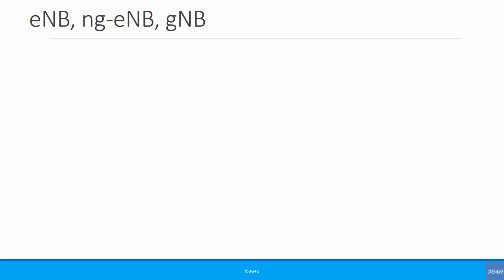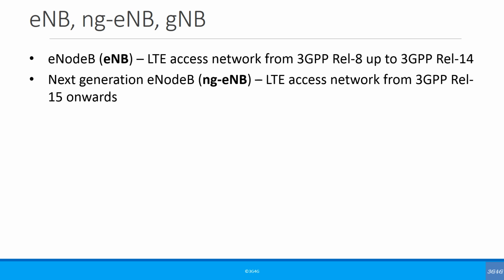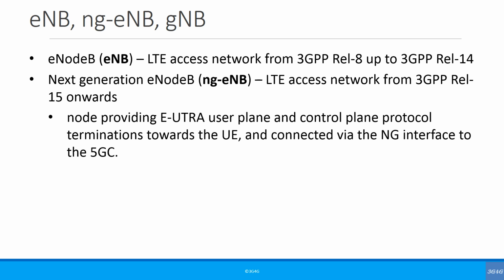So let's look at some other terminology. So we know the eNB is the LTE access network, which is defined in 3GPP release 8 all the way up to 3GPP release 14. From 3GPP release 15 onwards, this will evolve into the next generation eNodeB or ng-eNB. In standards, this is defined as a node providing E-UTRA user plane and control plane protocol terminations towards the UE and connected via the ng interface to the 5G core.